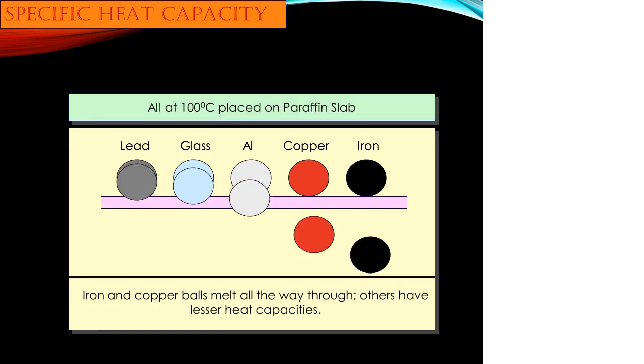So here is what happens. We put these metal rods on some wax, and these are actually balls, but I'm going to show you a video of rods. The iron has melted all the way through, the copper all the way through, the aluminum halfway through, and glass barely makes a dent, and so does lead. So let me show you this video over here.